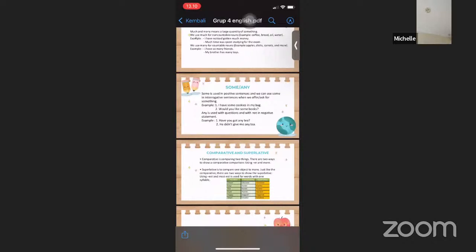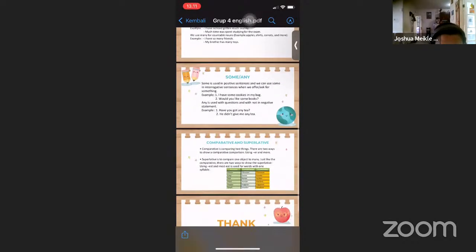Comparative and superlative. Comparative is comparing two things. There are two ways to show a comparison, using er and more. Superlative is to compare one object to many. Just like the comparative, there are two ways to show the superlative.